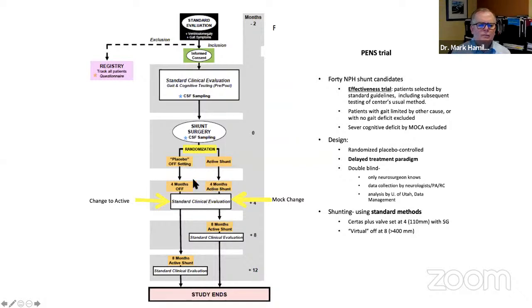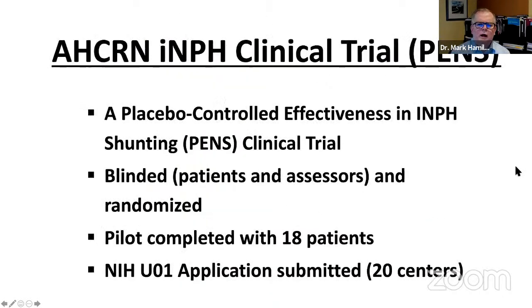So we have a 4-month period with no shunt function in one group, and an 8-month period with shunt function in both groups. So the preliminary data is encouraging, but underpowered as we expected. And we're very hopeful that being able to do the larger study will help to complete this.